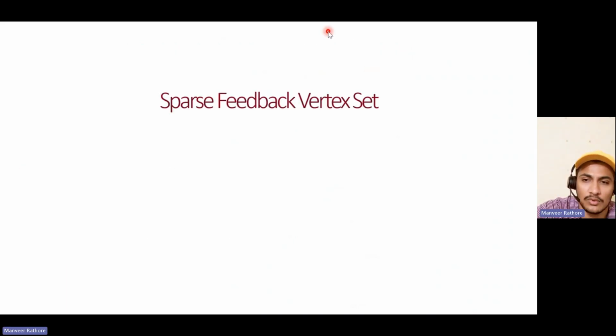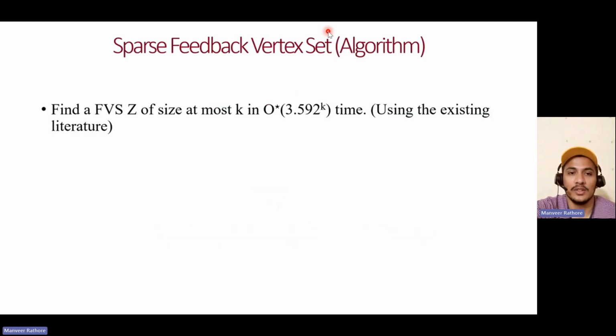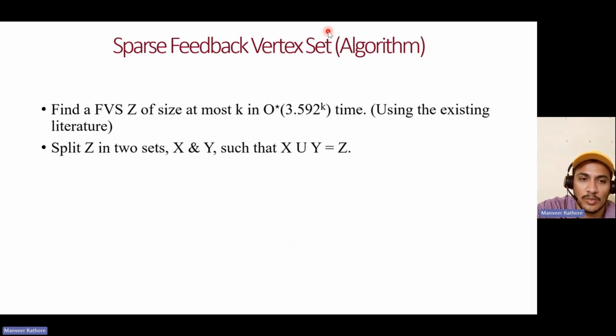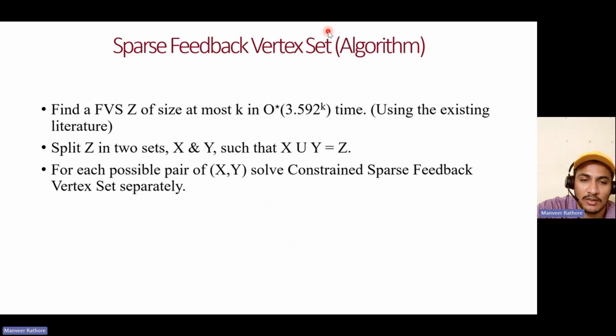So let's come to sparse feedback vertex set. We define a new variant of the problem called constraint sparse feedback vertex set. Let's just say that both of them are equivalent, which we have shown in the paper. So first, what we do is find an FVS Z of size at most k in 3.592 to the power k time, using the existing literature. If we can't find an FVS of size k, then there clearly does not exist an SFVS of size less than or equal to k either. Then split Z into two sets X and Y such that X union Y is equal to Z, and for each possible pair X, Y, solve CSFVS separately.